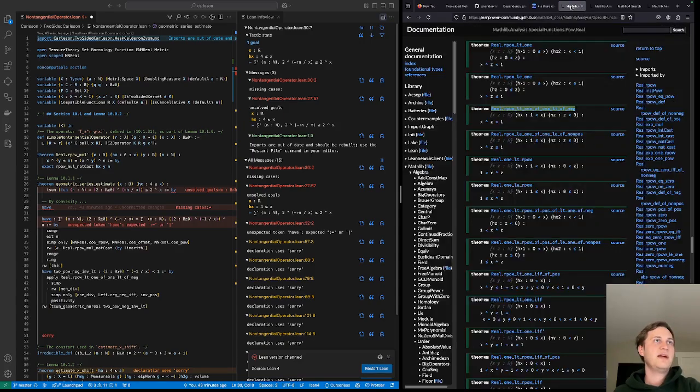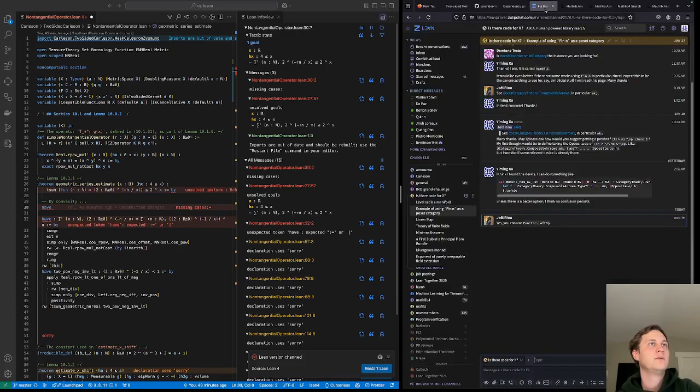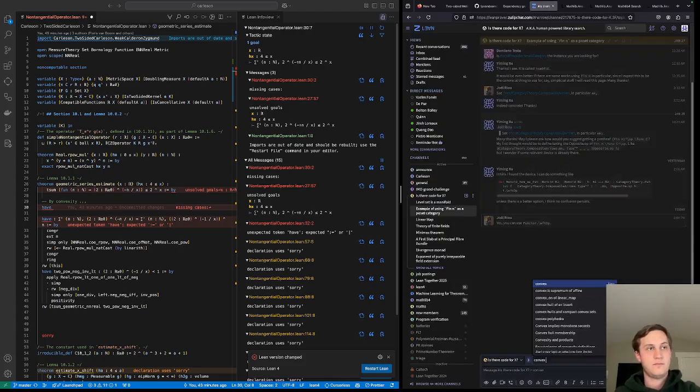What was the name of the exp convex function? Was it exp convex? Something was convex on x. Yeah, no, this is not the version. I need the version where it's in the exponent. Convex POW.